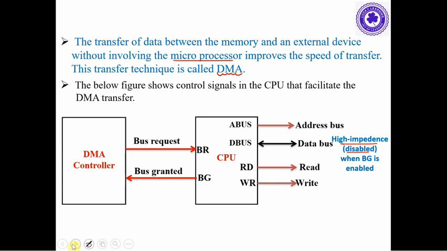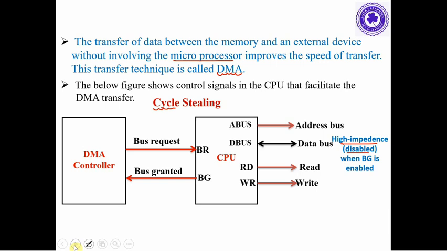So once the transfer is to be performed, how can the transfer be done? The transfer can be done in terms of burst. It means continuous memory words are transferred in a single burst. We call this burst transfer. Or it transfers one word between memory and IO devices by skipping one of the CPU cycles. Then it is called cycle stealing.